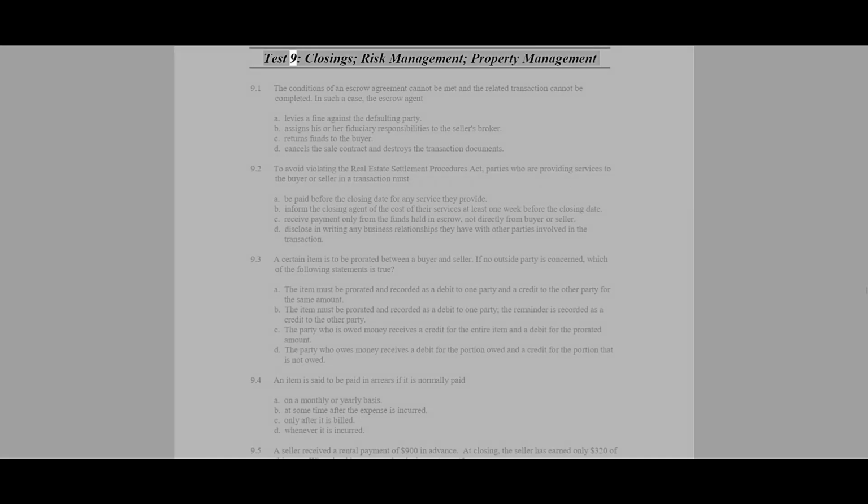Test 9, Closings, Risk Management, Property Management. 9.1 The conditions of an escrow agreement cannot be met and the related transaction cannot be completed. In such a case, the escrow agent A. levies a fine against the defaulting party. B. assigns his or her fiduciary responsibilities to the seller's broker. C. returns funds to the buyer. D. cancels the sale contract and destroys the transaction documents.